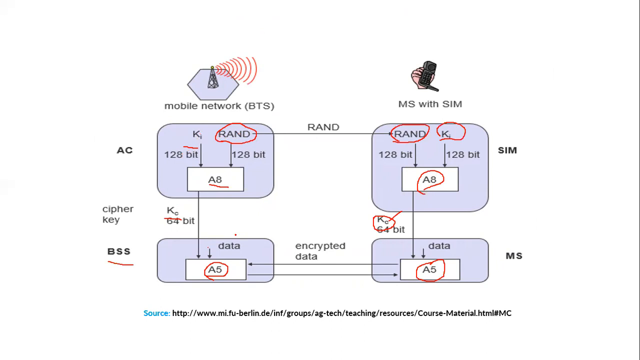Still, it was observed that these algorithms are not very strong, because the size of the KC cipher key is only 64 bits, which is not strong. Also, in most cases, out of the 64 bits, 10 bits are not used, so only 54 bits are used. So basically the encryption is a kind of weaker encryption. So that's it about the security services offered by GSM.